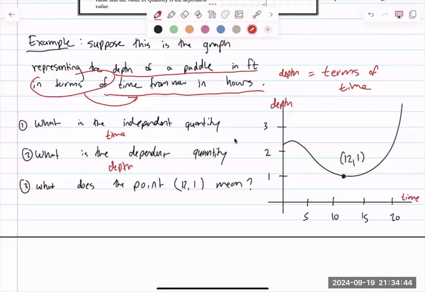And again, be more specific. Technically, the independent quantity is time from now in hours, and the dependent quantity is depth of a puddle in feet, but I'm just going to shorthand them here.